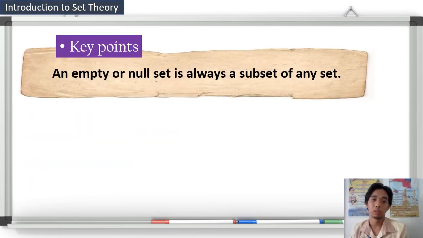An empty or null set is always a subset of any set. So, null set, lagi siyang kasama sa subset ng any set. Hindi lang natin siya nilalagay. Hindi lang siya kita kapag nire-represent natin yung set, hindi na siya nililista. Pero automatic yan na lahat ng set ay merong null set. At yung null set na yan ay subset ng any set.